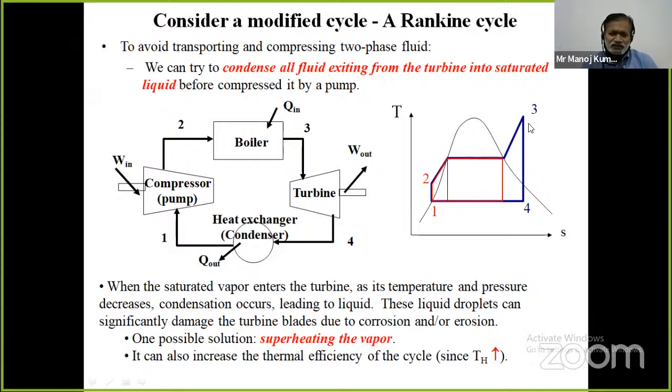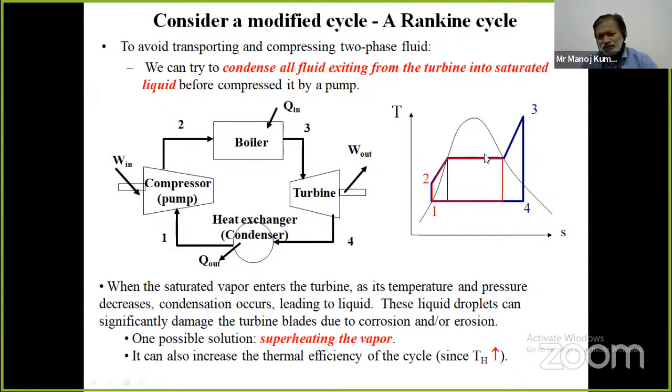One more thing: we can carry out this process, process 3-4, the expansion in the turbine, up to atmospheric pressure or below atmospheric pressure. If we are applying a condenser, then we can expand this up to below atmospheric pressure. Otherwise we have to expand this process, process 3-4, up to atmospheric pressure, which means the temperature will be 100 degrees Celsius.